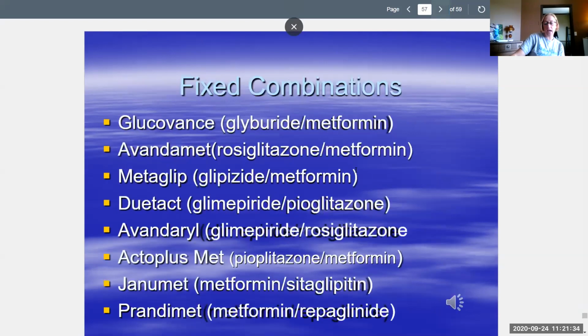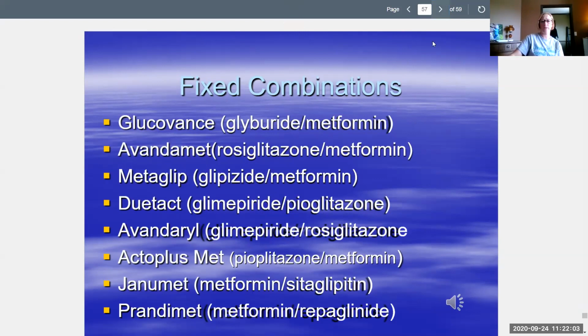And then all these fixed combination ones, don't worry about that. In practice, it's just good to know that if you see one of these that is a fixed combo drug, some patients need both. They need it both to increase their insulin production and to decrease their glucose production in the liver. So some of these meds just work both ways.